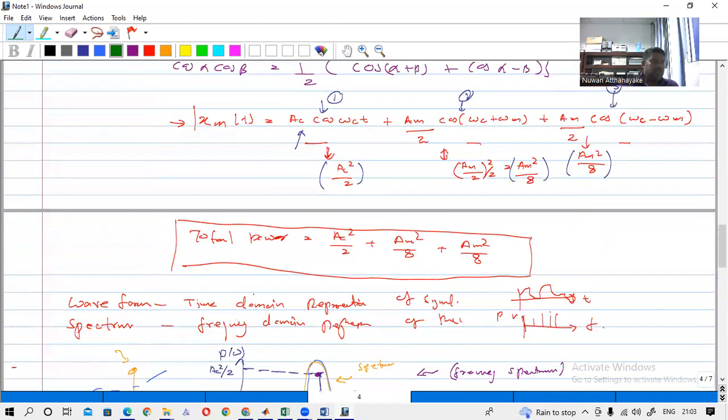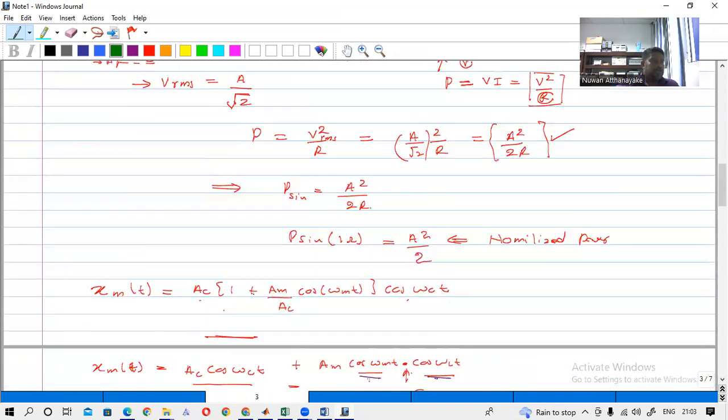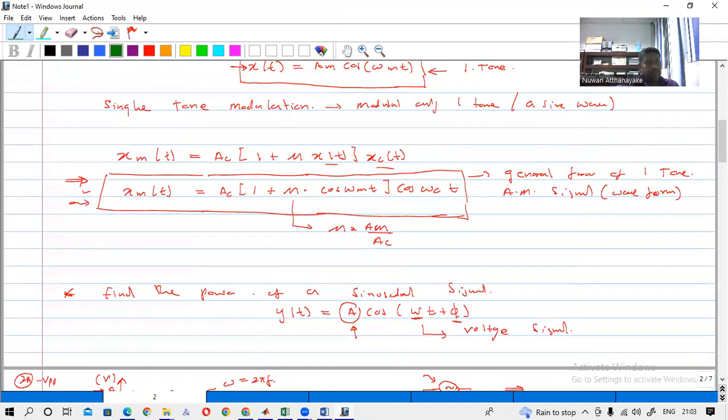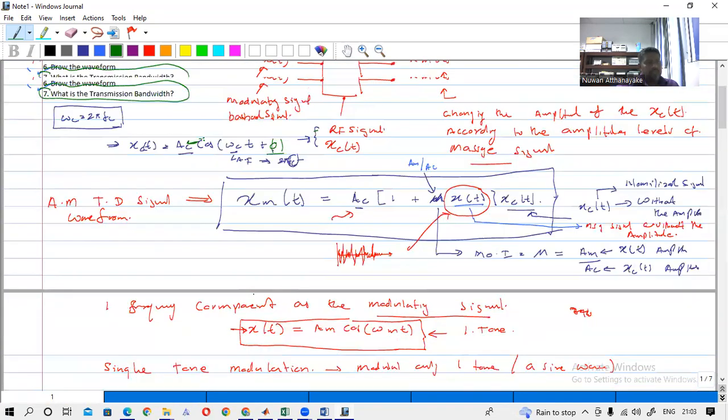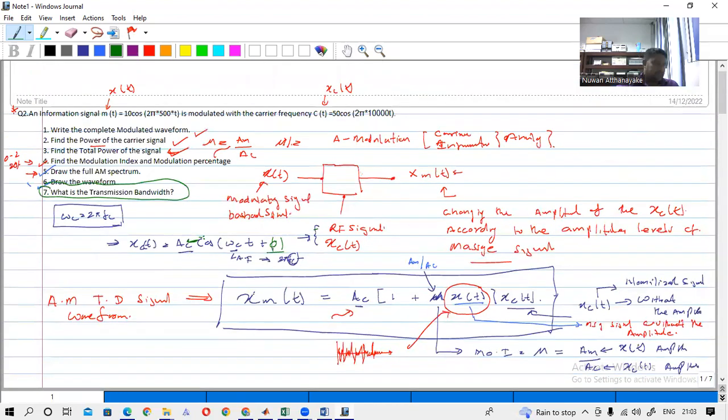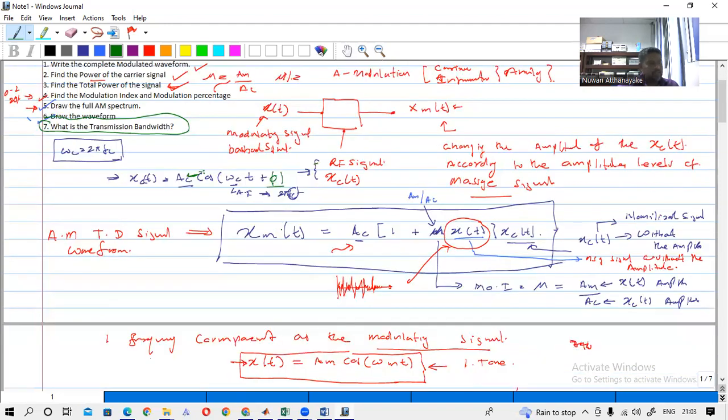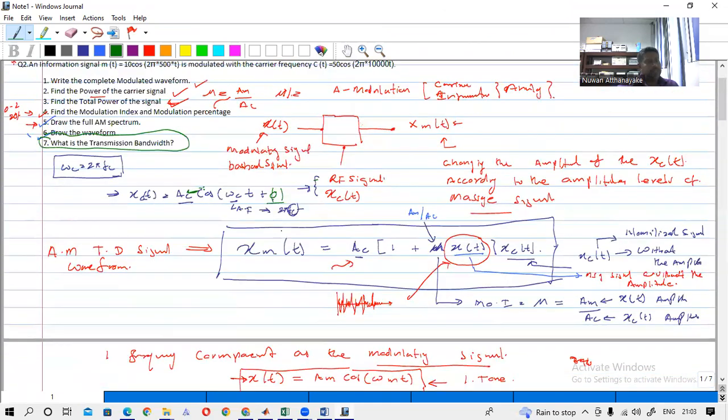Now I think you can work out an amplitude modulated signal question if I give one. So just practice, and I have given some other examples also, so you can practice and sharpen your knowledge. Okay, thank you.